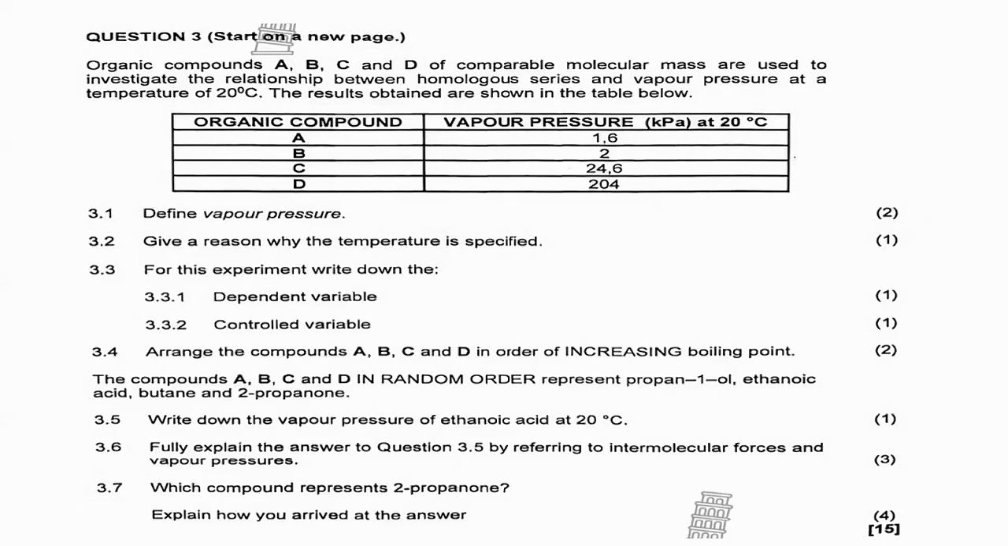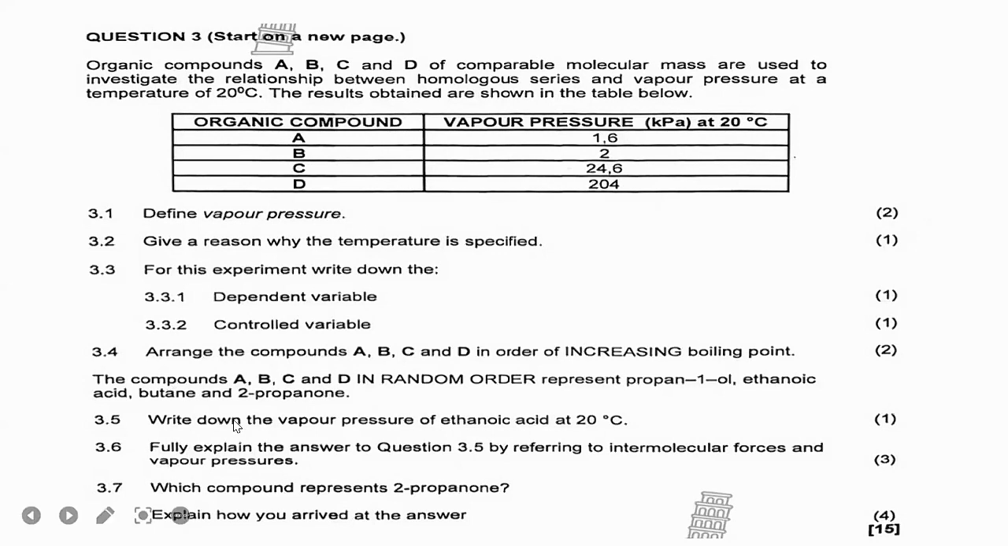Then let's check: the compounds A, B, C, and D in random order represent propan-1-ol, ethanoic acid, butane, and 2-propanone. So now when they say in random order, that is to say they're not saying that A is propan-1-ol, they're not saying that B is ethanoic acid. So it's just in random order. So it can be anyhow.